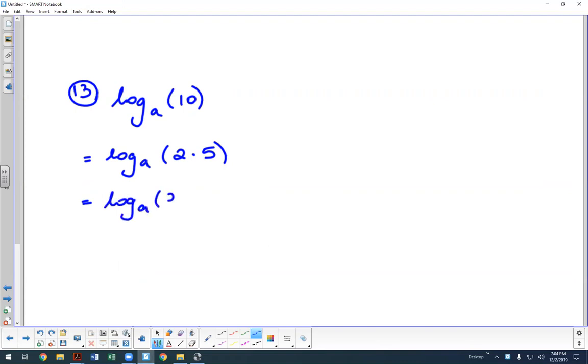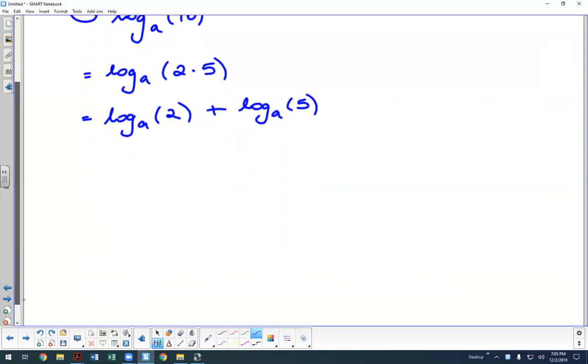Okay, so log of 2, and remember, multiplication goes with addition, so you use the plus sign to separate these. So you're basically breaking it up into log 2 plus log 5, and always keep the same base as the original logarithm. So it's base a in this case. They didn't really give us a base value. They want us to use the same log 2 and log 5 to break up number 14 also.